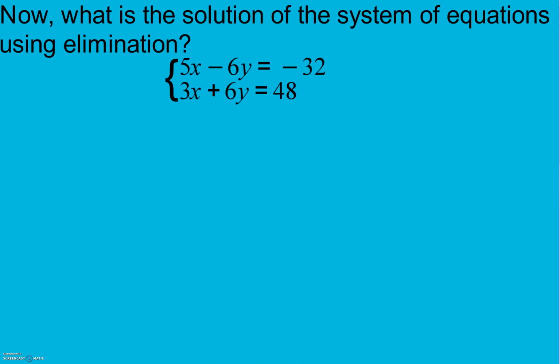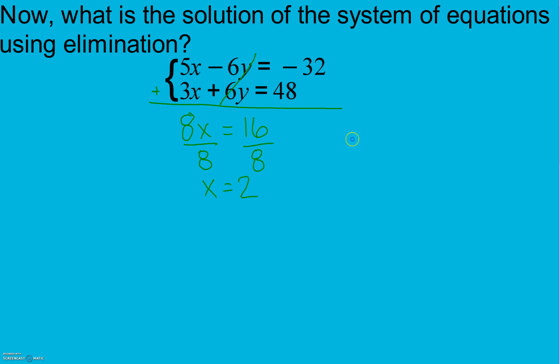What is the solution of the system of equations here? Using elimination. So, first I'm going to add: negative 6y plus 6y gives me 0. 5 plus 3 gives me 8x. And negative 32 plus 48 gives me a positive 16. Again, I'm going to divide to get my x completely by itself. And we get x equals 2.